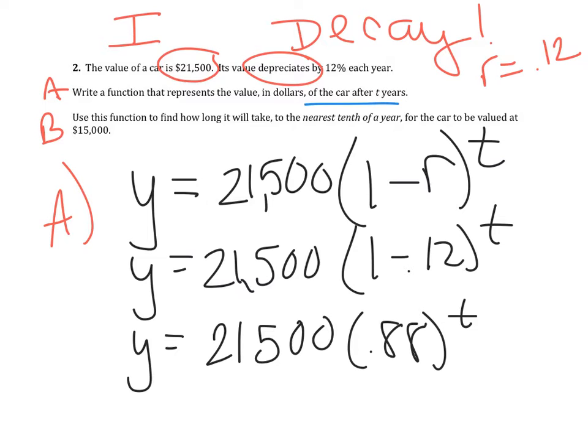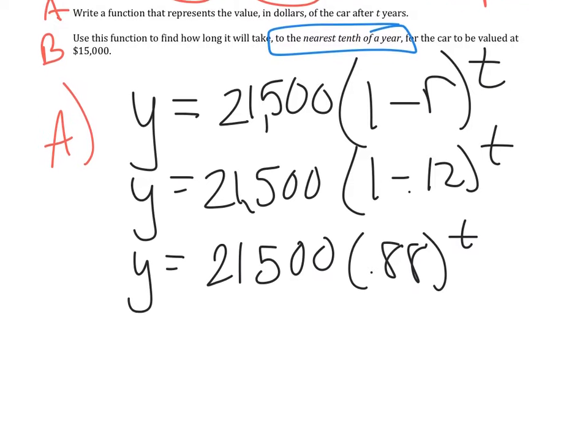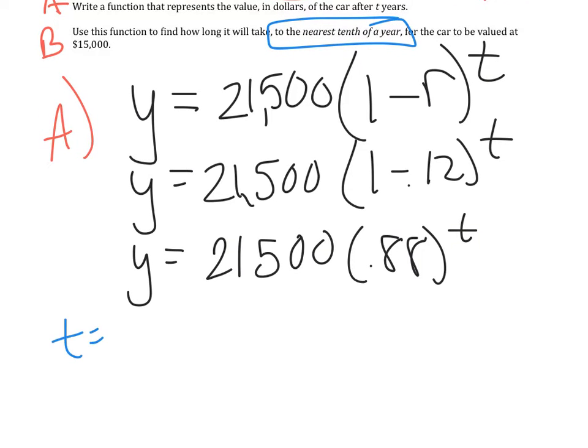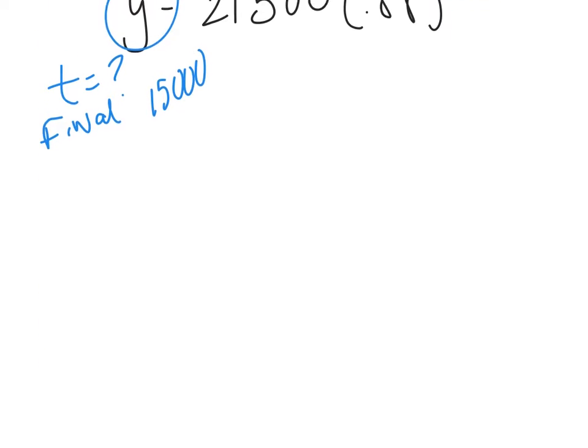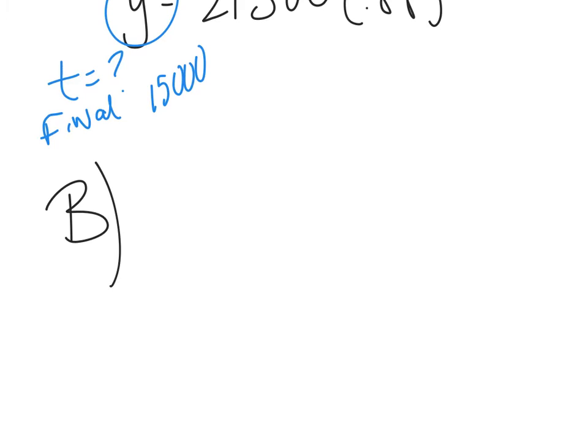Part B, use this function to find how long it will take to the nearest tenth of a year for the car to be valued at 15,000. So now what did they give me and what do they want? They want a year. So the question is, what is the time when the final amount is 15,000? Okay, so I'm looking for t, but they gave me y basically. So here's where it gets fancy, and you have to have a calculator to solve this equation. It's impossible without.